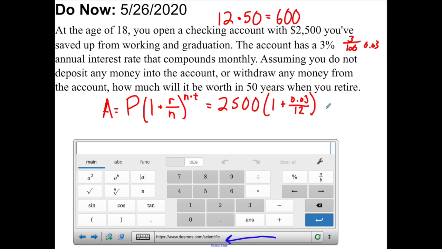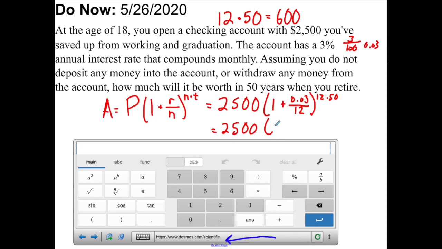So out of 12 times per year, interest compounds 12 times, to the power of 12 times 50. And this would be typed directly into your calculator. I would recommend considering maybe doing some kind of sprucing up with some things.